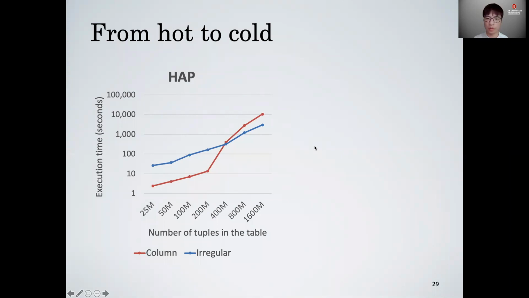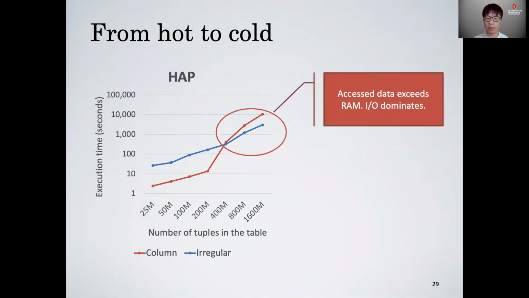Until now, we have shown the query evaluation time when the data is cold. Here, we change the number of tuples in the HAP benchmark so that the table can fit in memory when there are few tuples. We find that when there are many tuples, where I/O dominates the execution time, the irregular partitioning is faster than the plain column store because it reads less data.